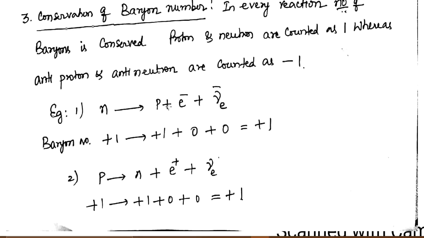So think of an example here. Neutron gives rise to proton plus e minus plus antineutrino e. In this example, for neutron the baryon number is plus 1, for proton it is plus 1, for electron it is 0, for antineutrino it is 0, therefore plus 1 on both sides is satisfied. So thus baryon number is conserved. One more example.